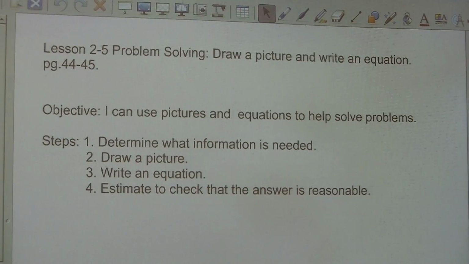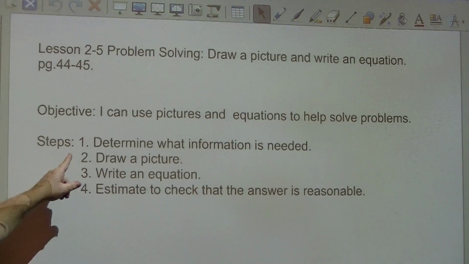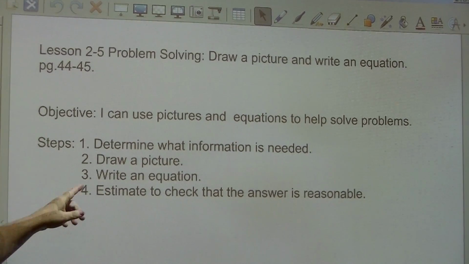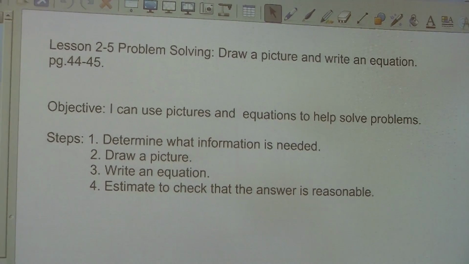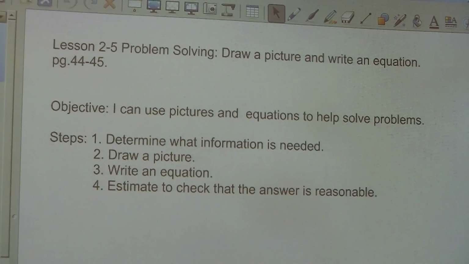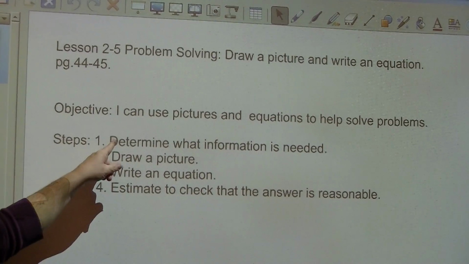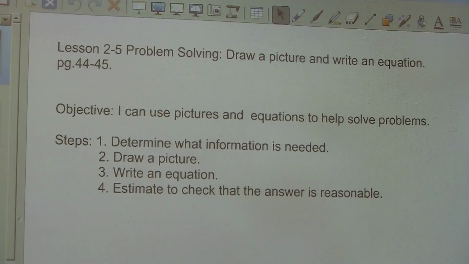And it's not too complicated. Your steps are pretty simple. For step number 1, before we get into the practice problems, it says determine what information is needed. A lot of times in your word problems, there's information there that's not necessary for us to use to solve your problem. So our first goal is to make sure we find out, well, what do we need? What is the question asking?